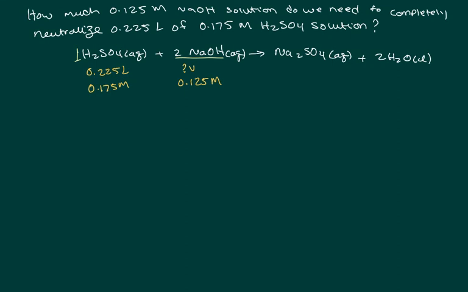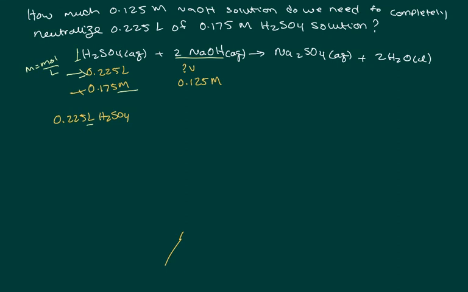So how do I get this going? I begin with my volume here. Okay? So if I have 0.225 liters of H2SO4, and I have its concentration here of 0.175 molar, remember, what does concentration mean? The molarity is defined as the moles per liter of something. If I have liters and I have moles per liter, then I can go from liters to moles.